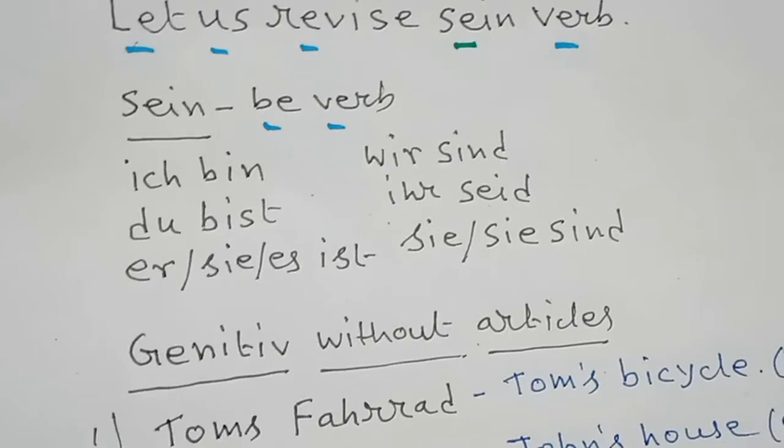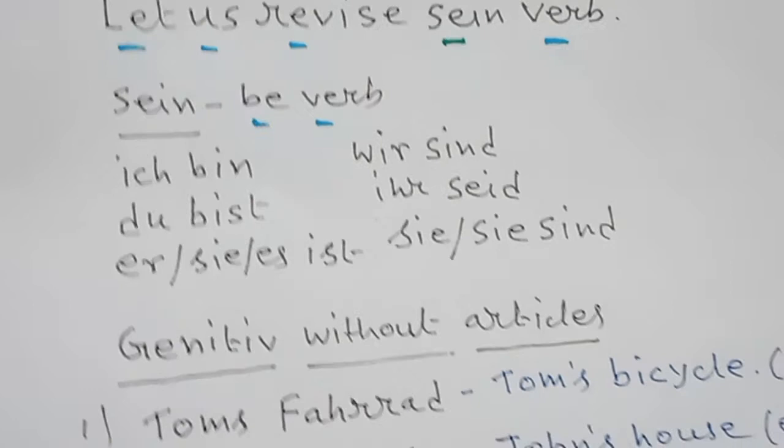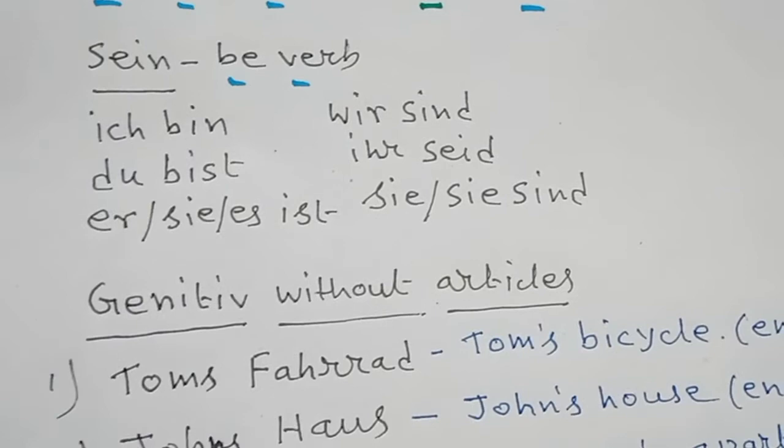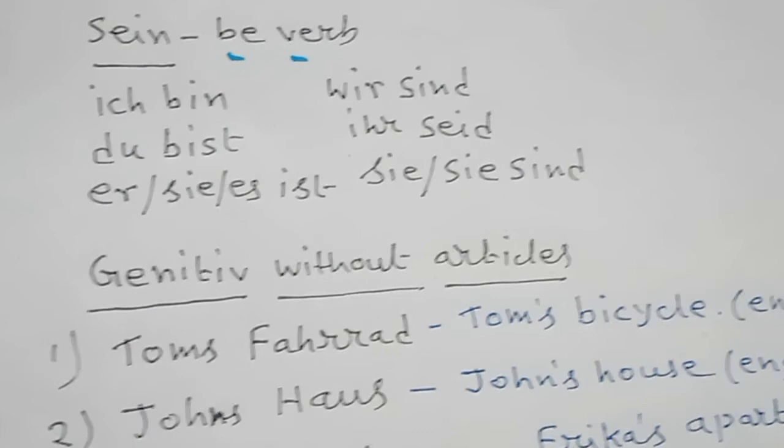Now, let us revise the sein verb. Ich bin, I am. Du bist, you are, informal, for example, Tom, you are. Er, sie, es ist, he, she, it is. Wir sind, we are. Ihr seid, you guys are. Sie sind, they are. Sie sind, Mr. Gomes, you are.